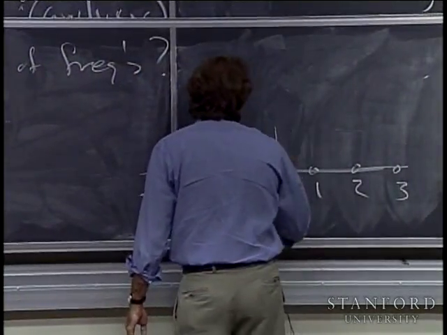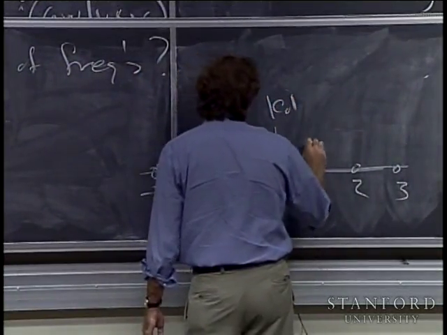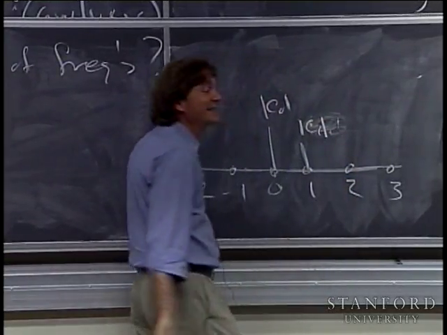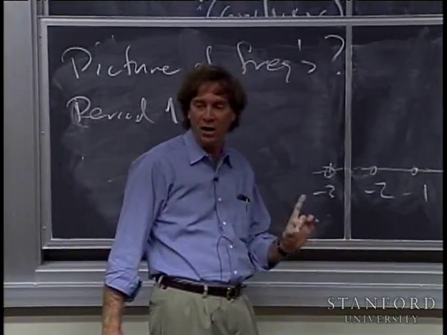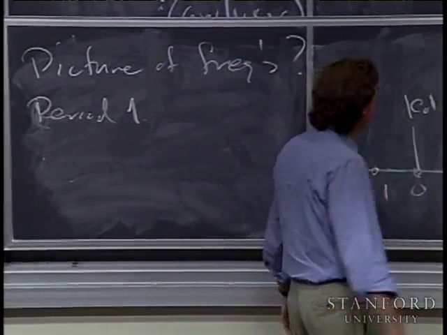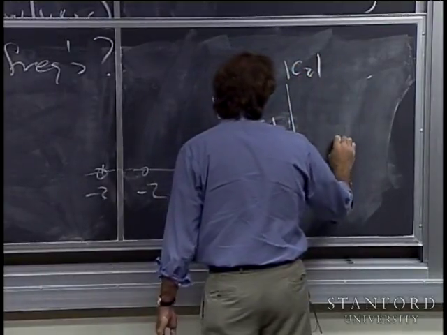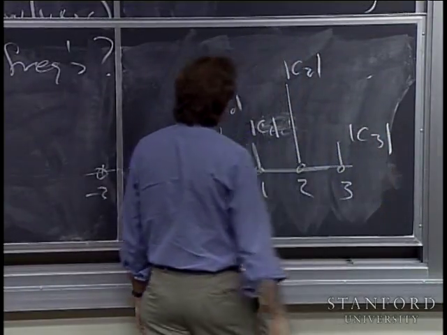Here is the absolute value of C0. Here's the absolute value of C1. I say absolute value because the coefficients are complex numbers, so I can't actually plot them. But I can get a picture of the spectrum by plotting the absolute value. Here's the absolute value of C2. Here's the absolute value of C3, whatever it is.